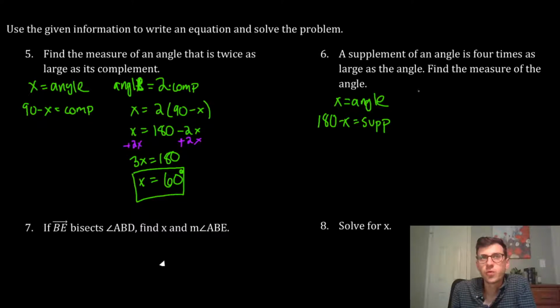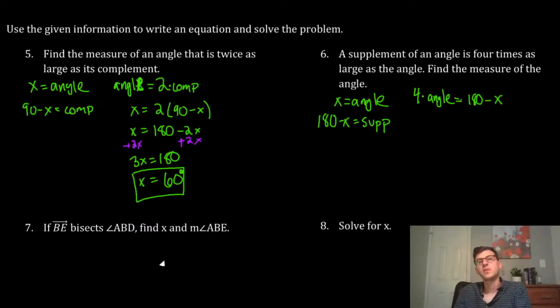So if it's 4 times as large as the angle, then that means 4 times x equals, 4 times the angle equals 180 minus x. Supplement of the angle is 4 times as large as the angle. If I multiply the angle by 4, I get the supplement. I'm jumping ahead of myself here. Trying to take it step by step.